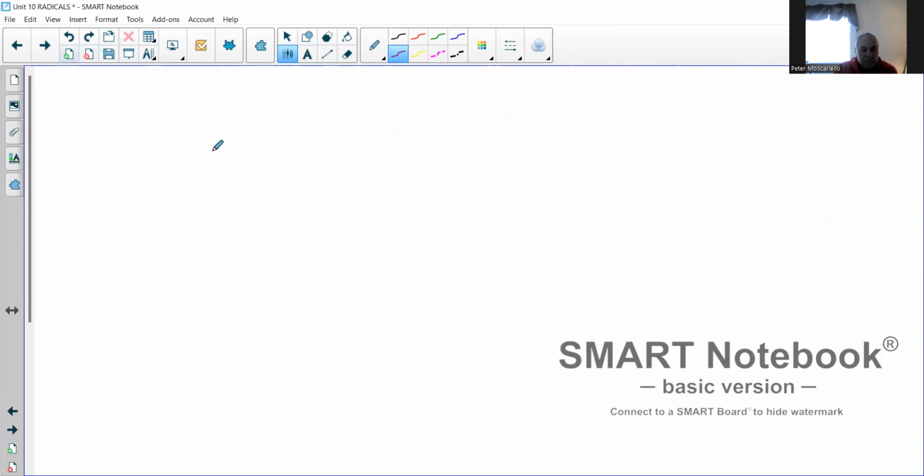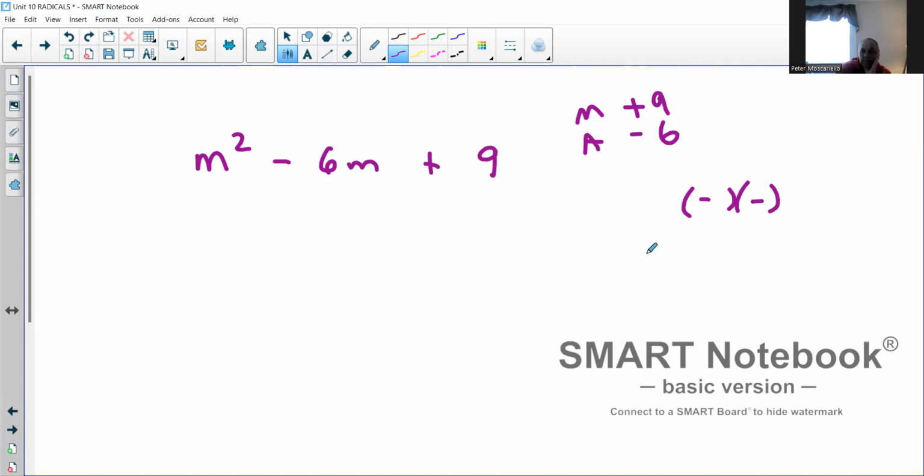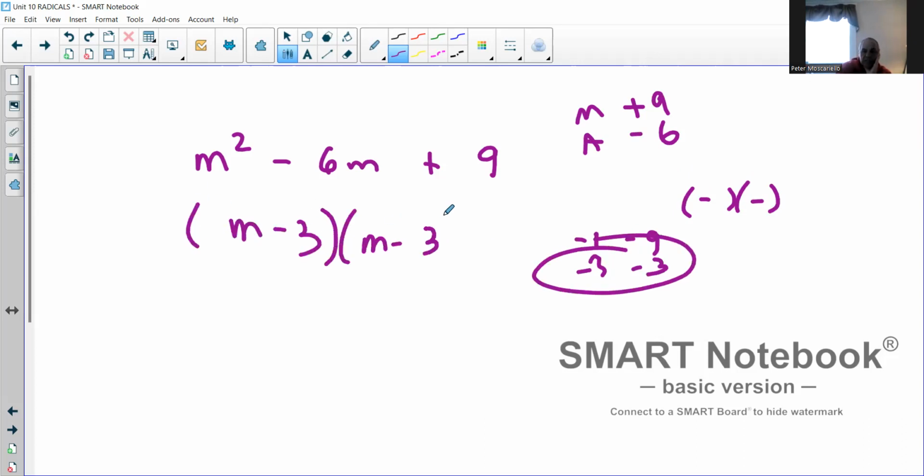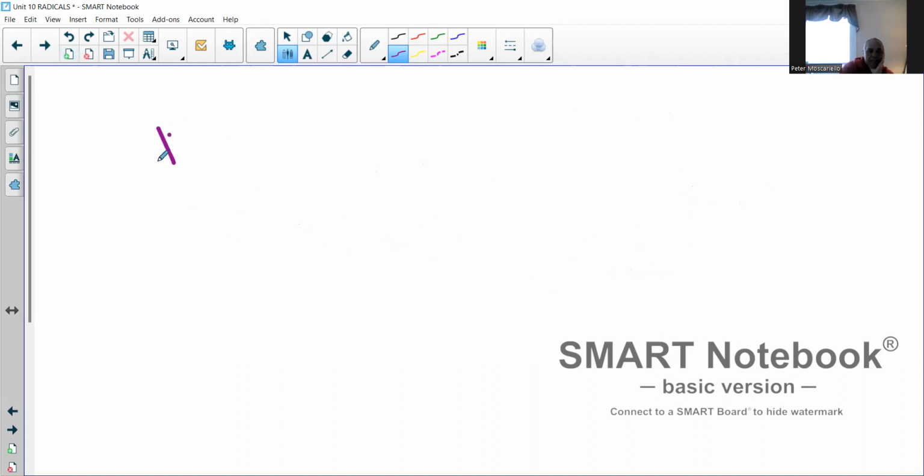All right, you try this one, please. m squared minus 6m plus 9. Multiplies to positive 9, adds to -6. Again, it's going to be a negative times a negative, right? Is it -1, -9, or -3, -3? It's that: m minus 3, m minus 3. All right, how about one like this?